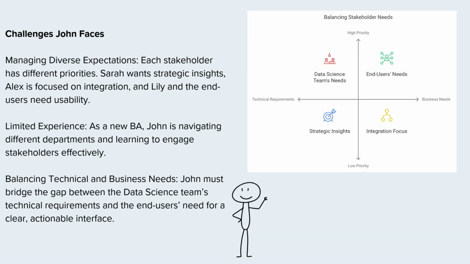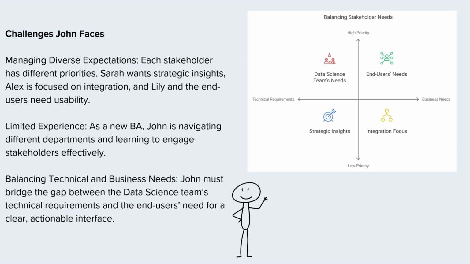There are some key challenges that John faces. One is managing diverse expectations. Each stakeholder has different priorities. Sarah wants strategic insights, Alex is focused on integration, and Lily and the end users need usability. Now, that's a fairly difficult one to solve, but we can provide you with some strategies to work around that.